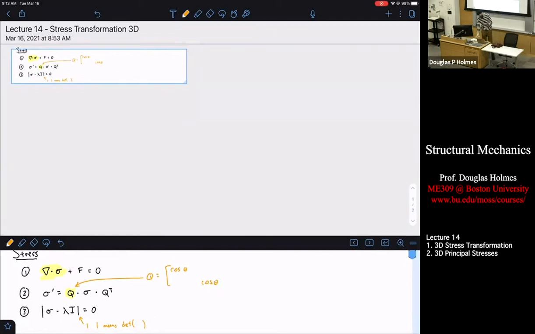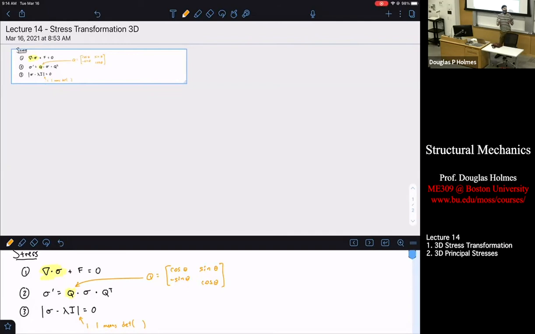I forget which one's which. I think it's sine top right. Yeah. And you know how to take the transpose, you're just reflecting around the diagonal. You know how to take the determinant of a 2D matrix as well. The determinant of a 2D matrix is pretty straightforward. It's multiply the diagonal terms together, subtract off the off-diagonal terms multiplied by each other.